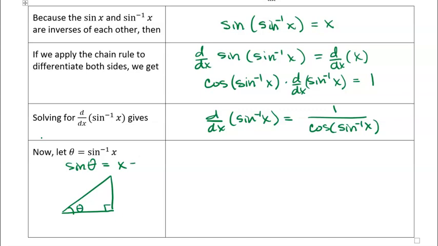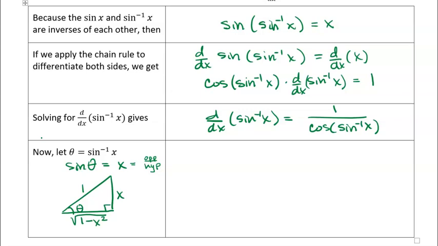Now, the sine is the opposite over the hypotenuse, and x is x over 1. So I'm going to call the opposite side x, and I'm going to call the hypotenuse 1. And then I can find the third side with the Pythagorean theorem. It'll just be the square root of 1 minus x squared.